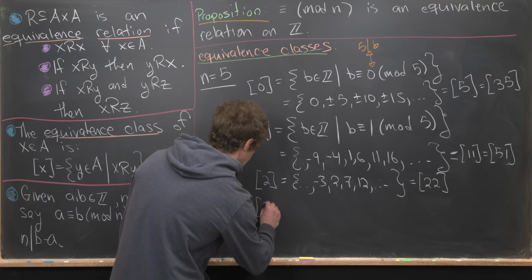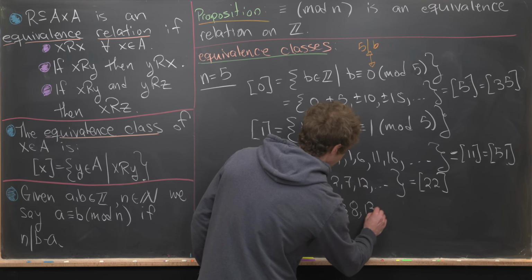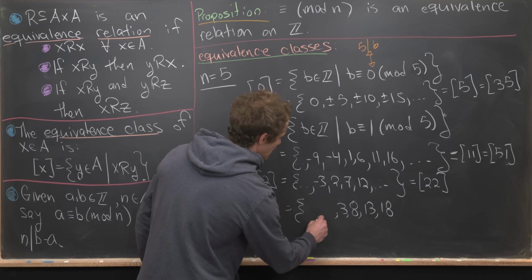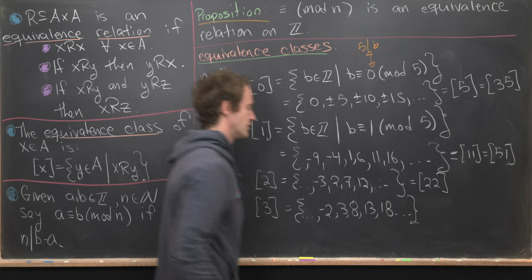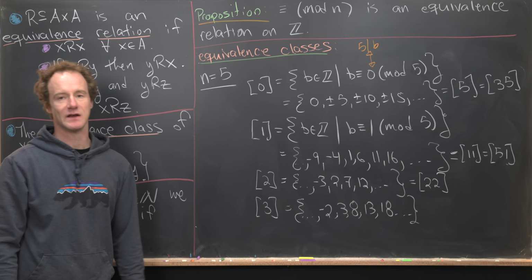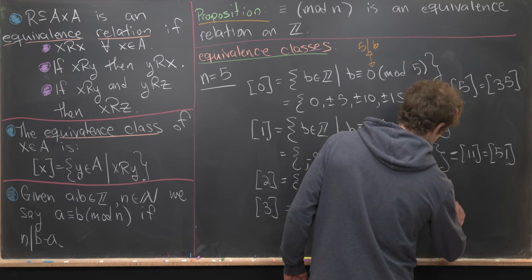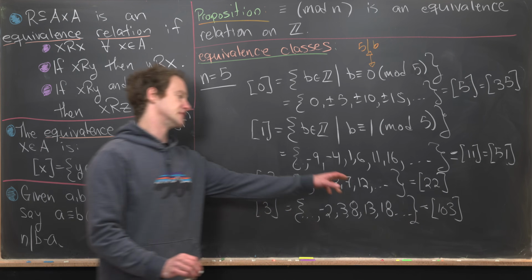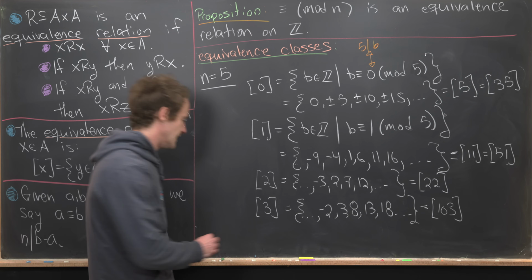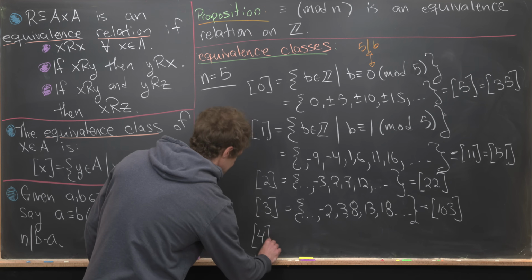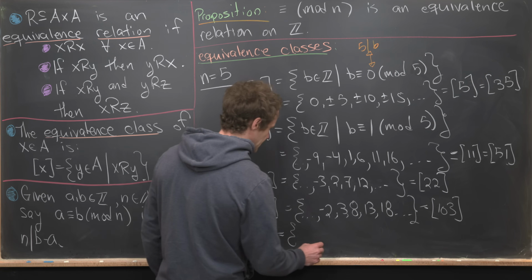Then next we could look at 3. So 3 is going to be in that set, 8, 13, 18, and then maybe back in this direction would be negative 2, and then so on and so forth in either direction. So this is going to be everything that has a remainder of 3 when divided by 5. We could take another equivalence class representative like 103. So the equivalence class of 103 is the same thing as the equivalence class of 3. Then finally, we have one more equivalence class, and that would be the equivalence class of 4. That's everything that has a remainder of 4 when divided by 5.